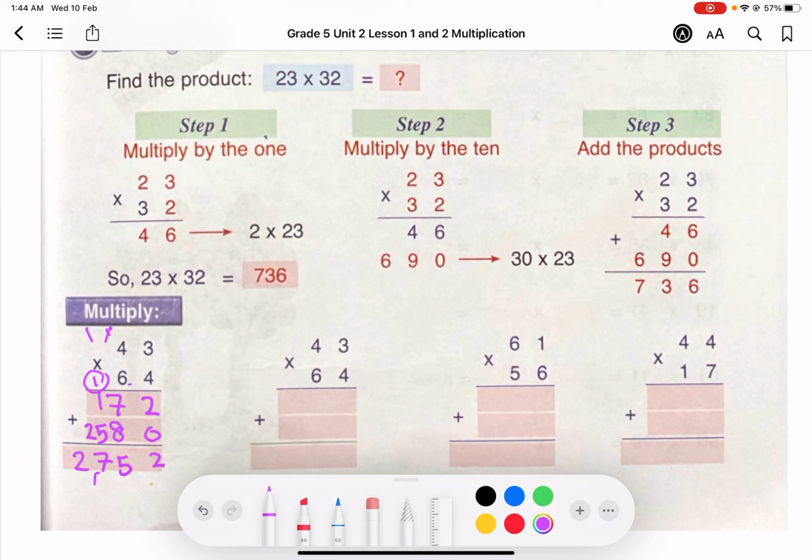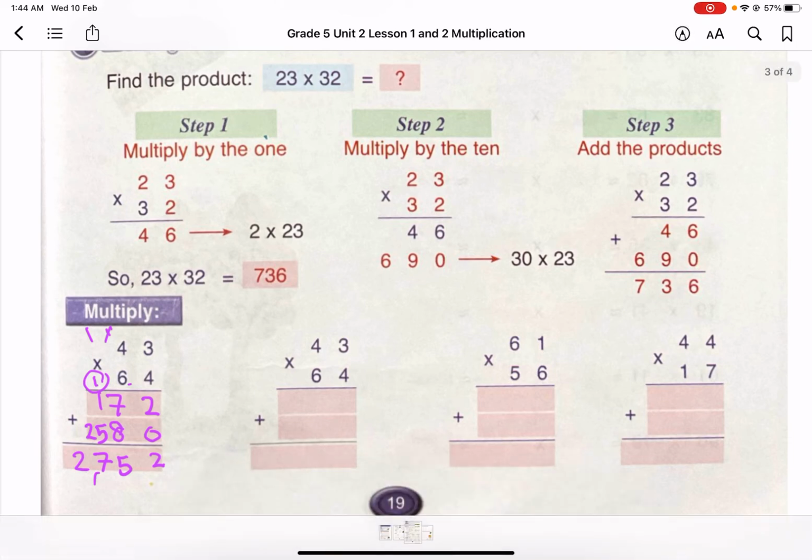So my answer will be 2,750. So if you have a number with 2 digits multiplied by another number with 2 digits, start with the ones. You will say 4 by 3, 4 by 4. First, finish the first line, then go to the second line. Start by putting the 0 because you are multiplying tens. Let's do this.